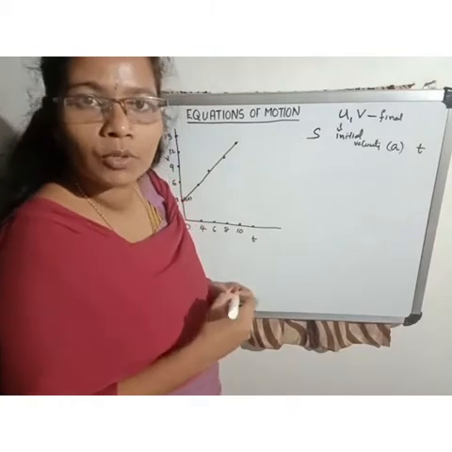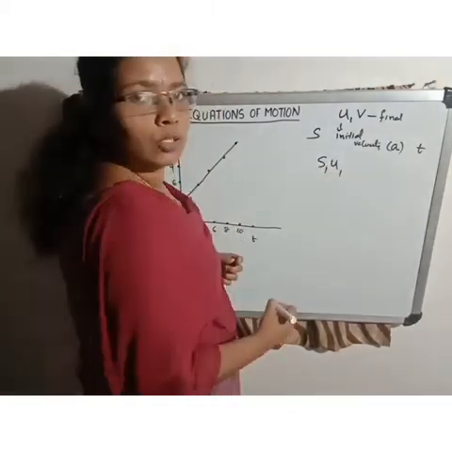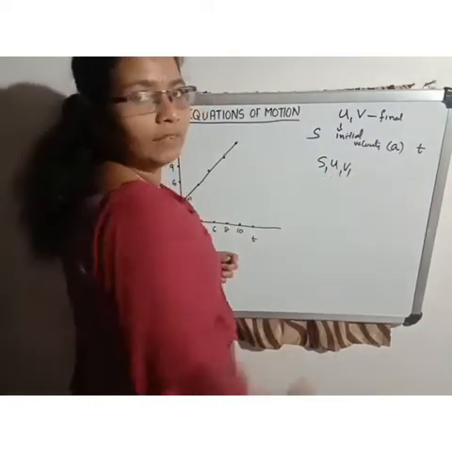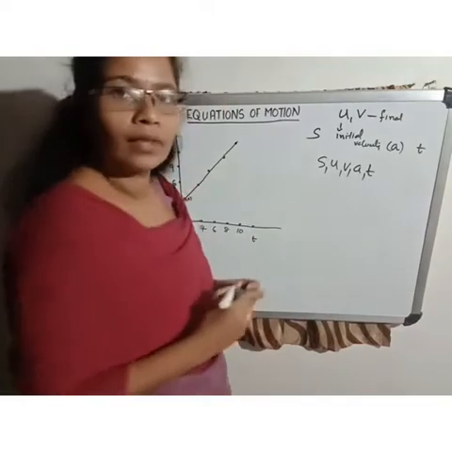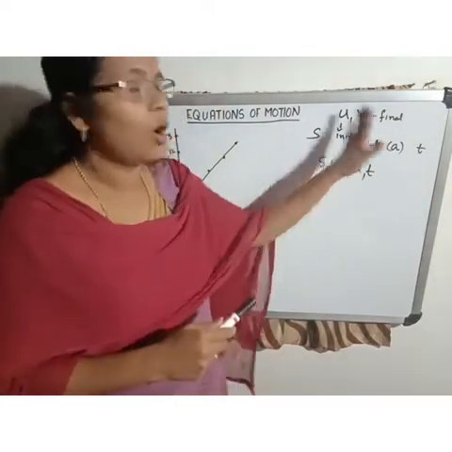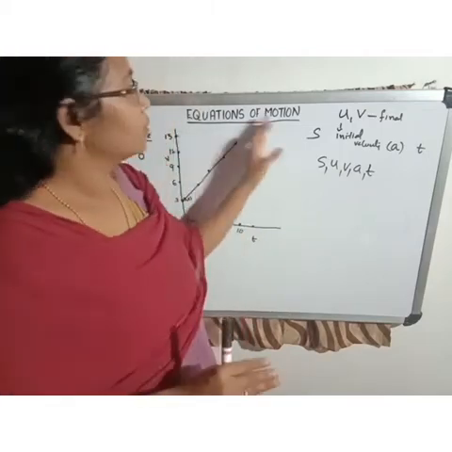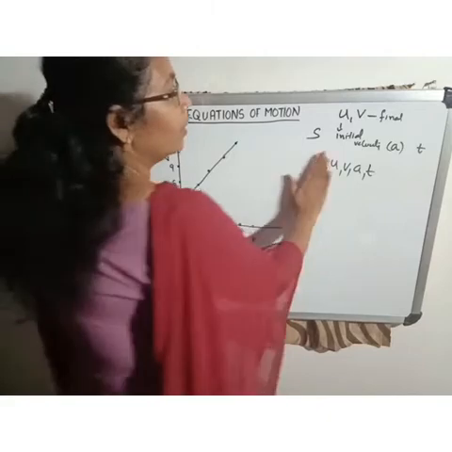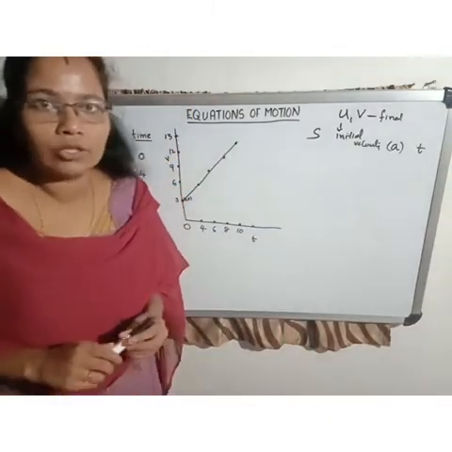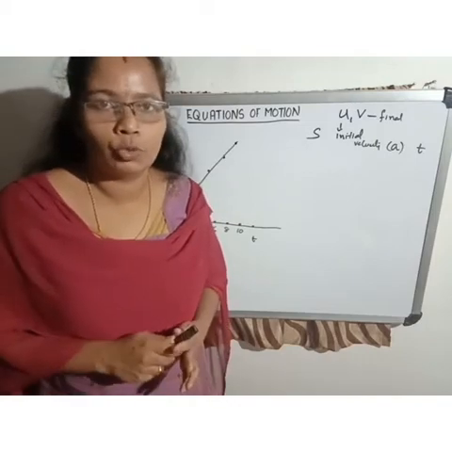How many terms you can see? The displacement S, initial velocity U, final velocity V, acceleration A, and the time T. Okay, equations connecting all these terms are called equations of motion, and in physics we have three equations of motion. Okay, already I think it's clear to you. Now we are going to study the first equation of motion.